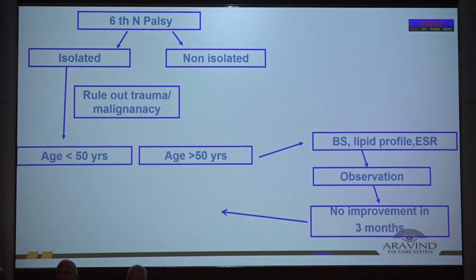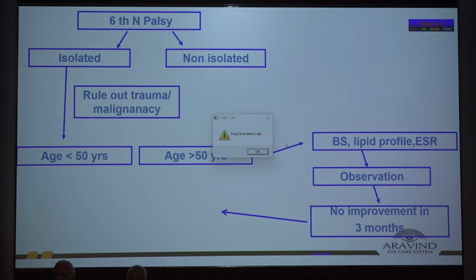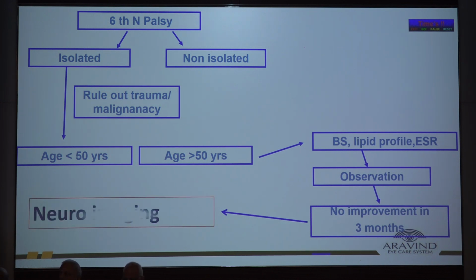So whenever you have a sixth nerve palsy, always think whether it is isolated or non-isolated. Always rule out trauma or malignancy. When the age is less than 50 years, neuroimaging is always needed. When the age is more than 50 years, do the routine blood investigations and observe for 3 months. If there is still no improvement in 3 months, revise and go ahead with the neuroimaging.